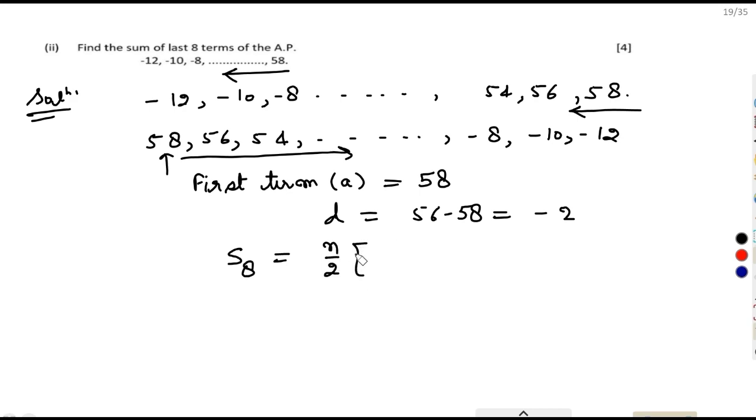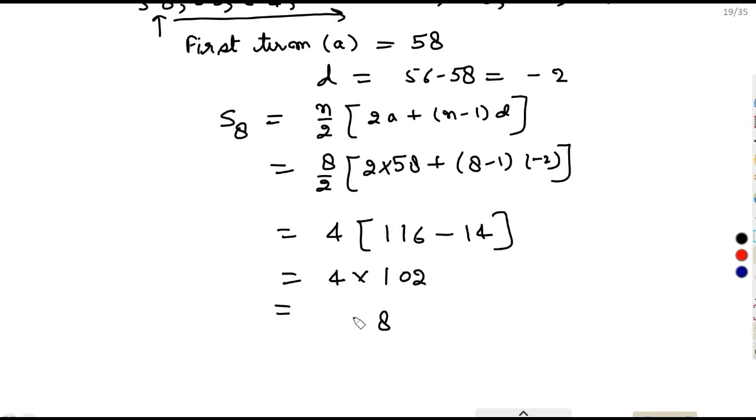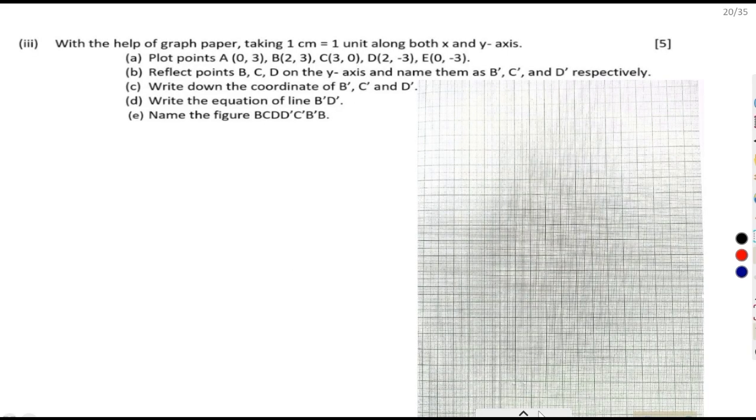Just apply Sn is equal to n by 2 into 2A plus n minus 1 into D. 408 means this is the required answer. This is a question from reflection. You have to solve this on graph paper. Scale is given. Take 1 centimeter is equal to 1 unit along both x and y axis.